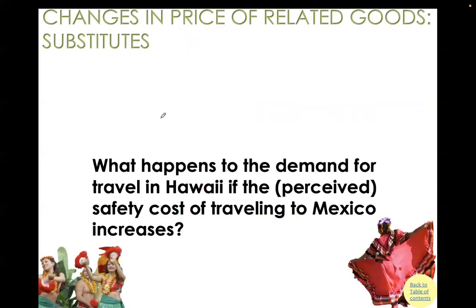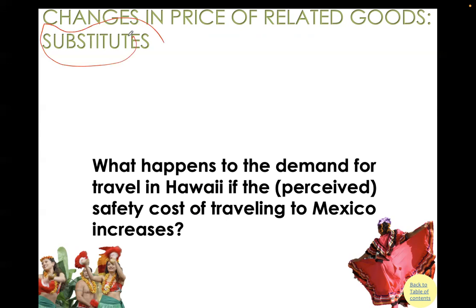Change in the price of related goods. You have to understand how a change in the price of related goods affects demand. We need to differentiate two types of related goods. The first one is called substitutes. The next one, a different one, is called a complement. Let's go one by one. Start with substitutes. To understand what substitutes are, let's look at an example.